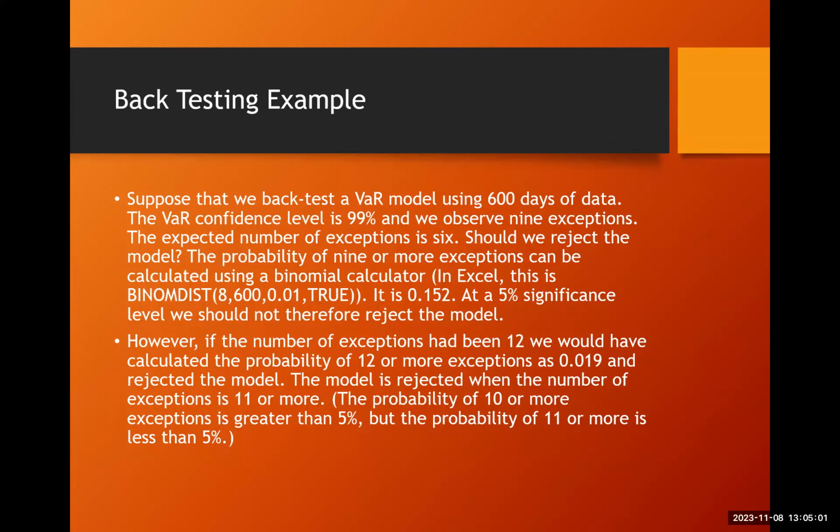It's not reached that level where we say this is not likely given our data. So that means we do not reject the null hypothesis. But if we have 12 exceptions, that would break this barrier. Our probability would be less than 5%. And so we would say that our value at risk calculation is not right because we have too many exceptions.